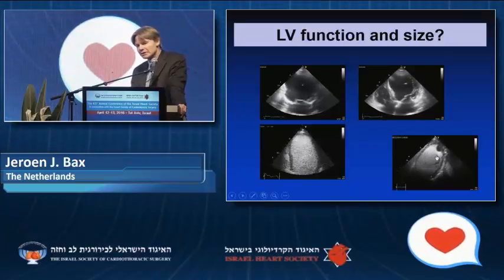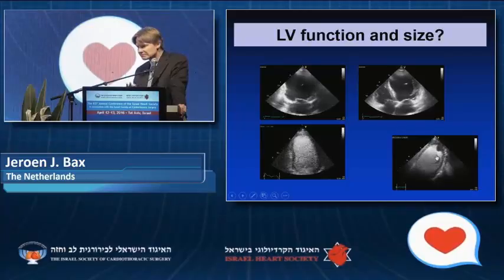The contrast is not dangerous. You give it intravenously. There was some discussion about that years ago. This is completely benign and not expensive to use.